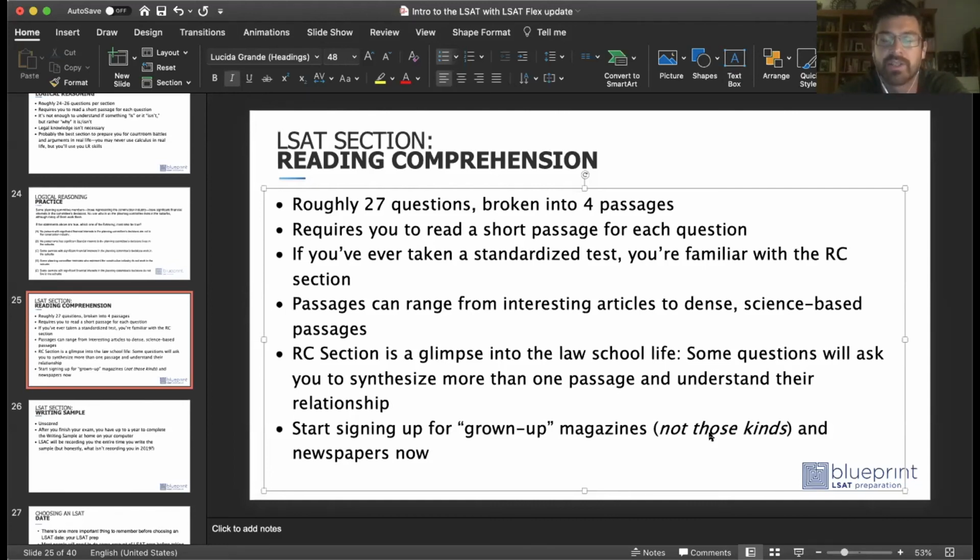And I think it's good to start to get into that kind of professional writing, if that's not something you're super familiar with, maybe because you're a math major, because I think you'll end up seeing a lot of that both on the LSAT and then into law school.